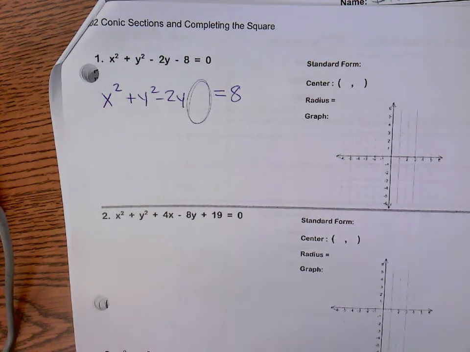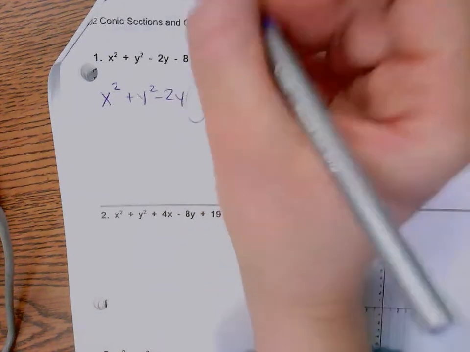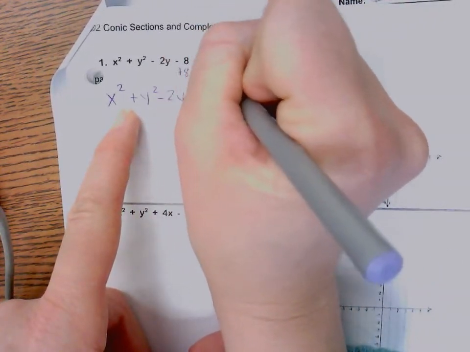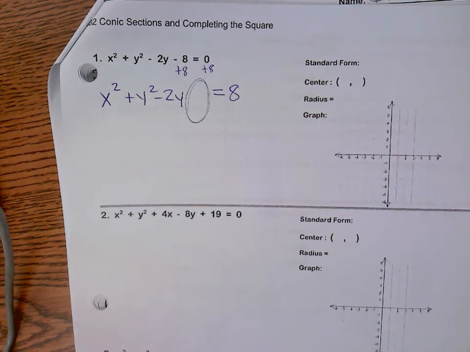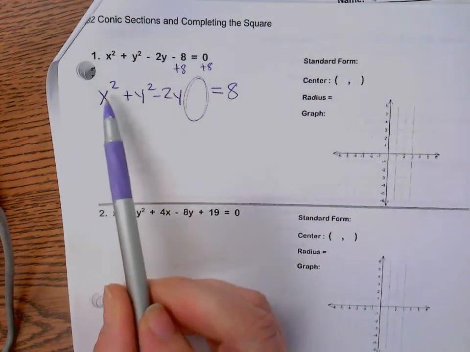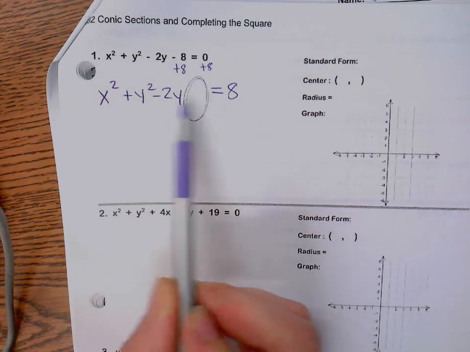So you're going to move your constant to the other side. So I added 8 to both sides. So your next step is to make perfect squares out of everything on the left-hand side.